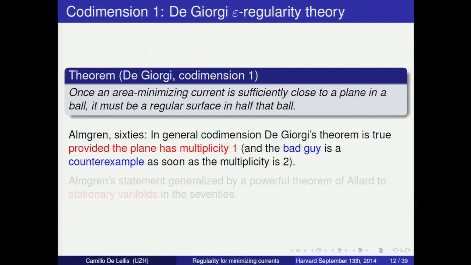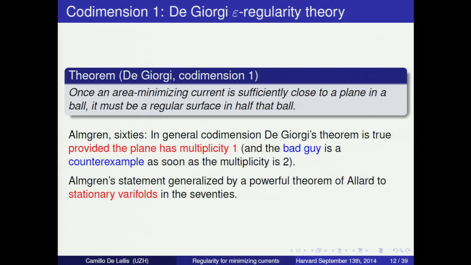Now, Almgren in the 60s immediately generalized this to higher codimension, but there is a big problem. In higher codimension, the theorem is still true, but only under the assumption that the plane to which you're close has multiplicity 1. And in fact, I'm going to call this theorem essentially Allard's theorem, because Allard gave a very powerful generalization to stationary varifolds, to stationary objects, slightly after, in the 70s. And this has played an enormous role in the literature.